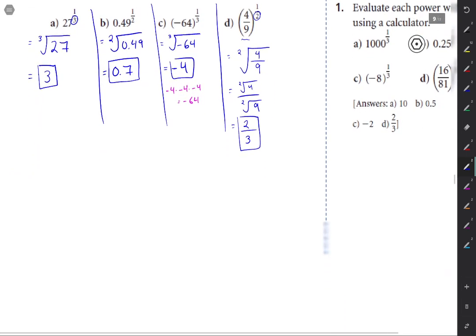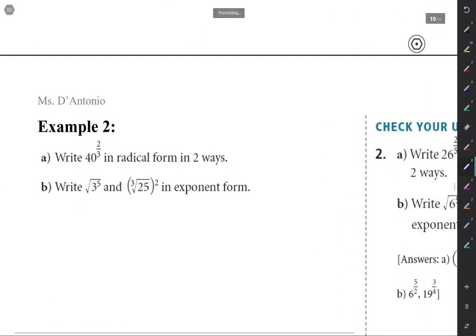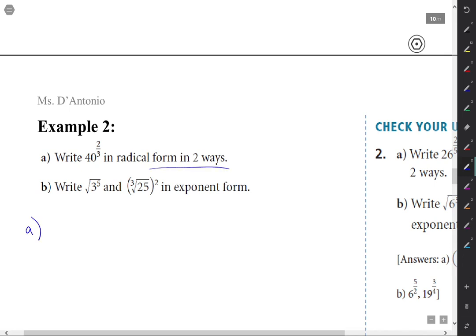Now in example 2, we are going to be looking at fractional exponents that now have a different number on the top. So let's see what happens when we have a number in the numerator as well as in the denominator. Well, the number in the numerator is going to be treated like a regular exponent, like a regular power. So if we were to write 40 to the power of 2 over 3 in radical form, here are 2 different ways we could do that.